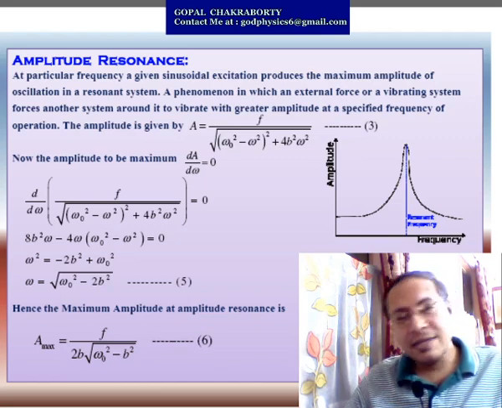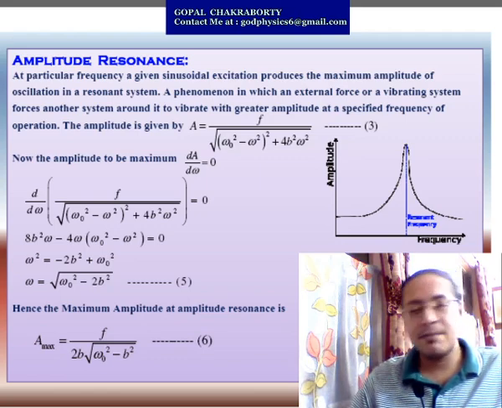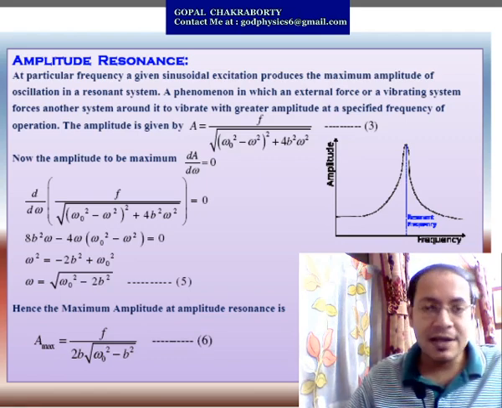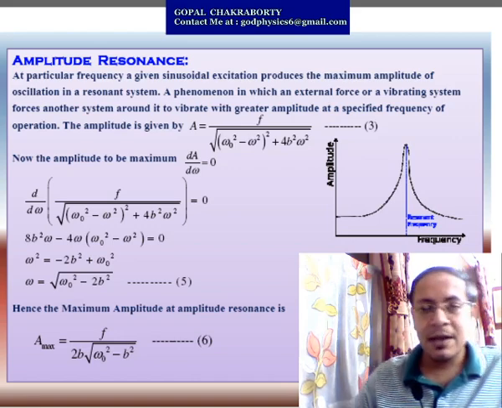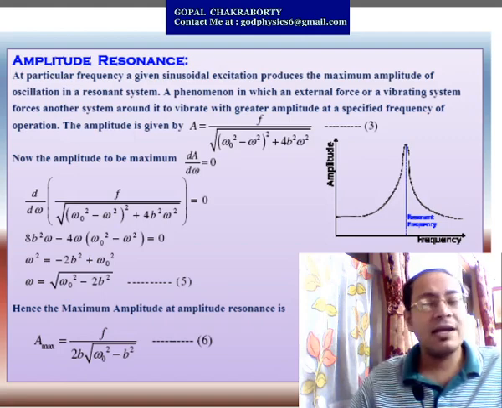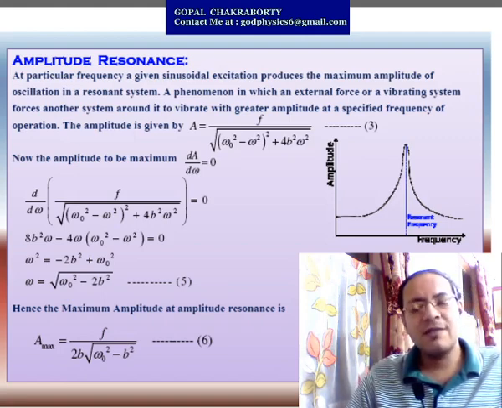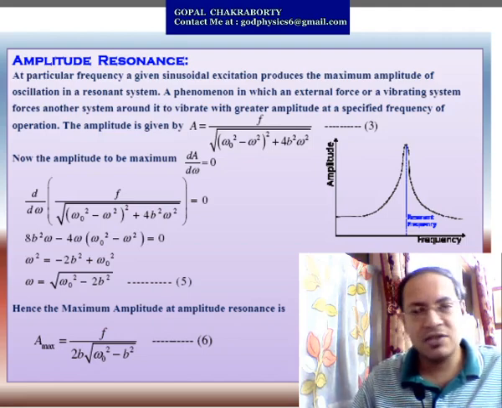Or in the case of velocity, if some condition is satisfied or at some particular frequency of oscillation, you will find the velocity will be maximum. That means the corresponding kinetic energy will also be maximum. So first of all, I will show you how to derive the expression or the condition for amplitude resonance.